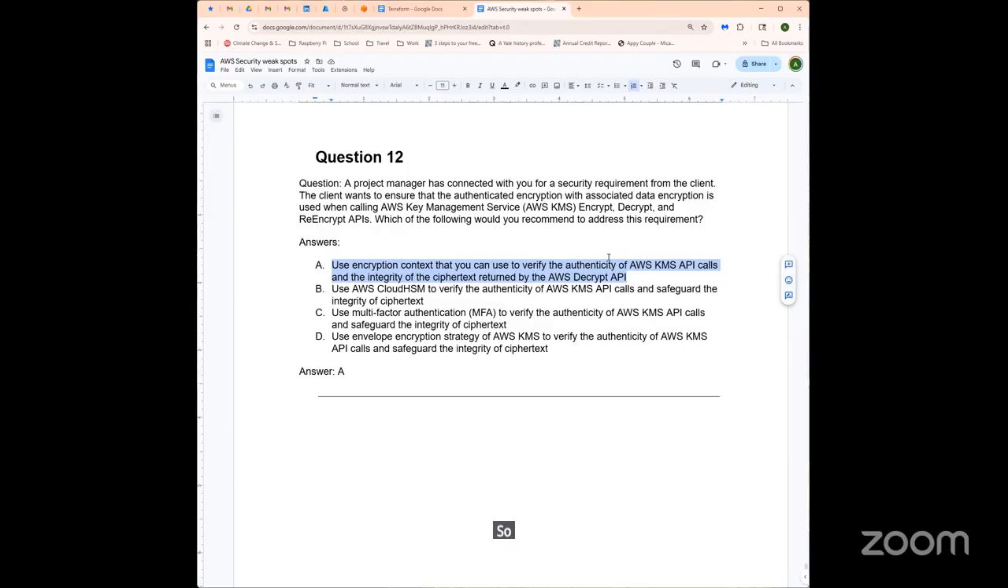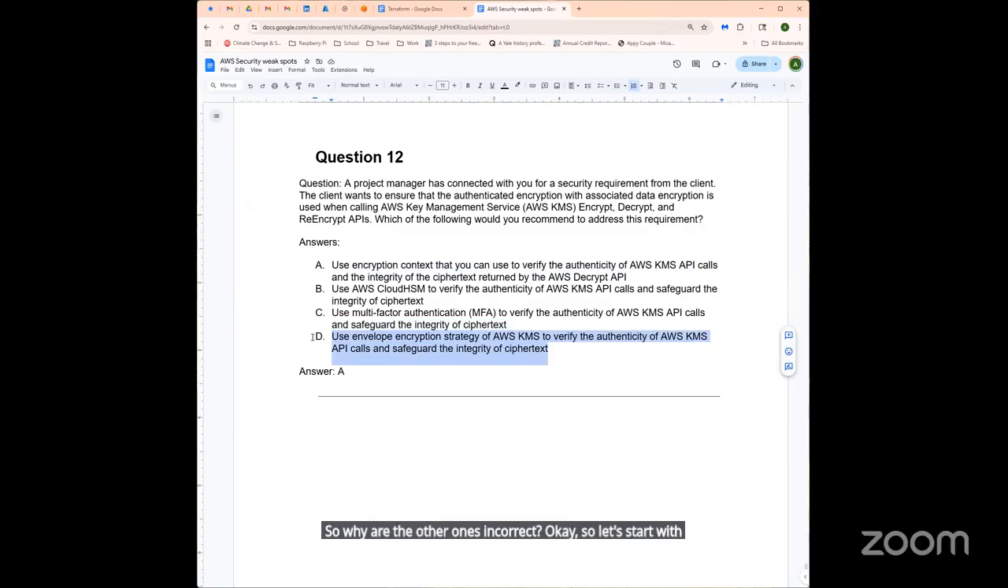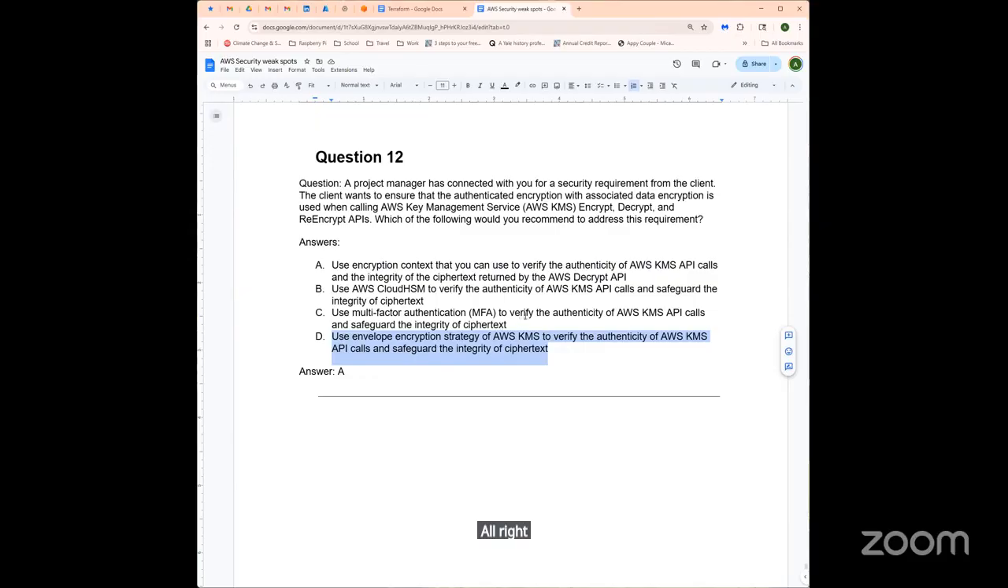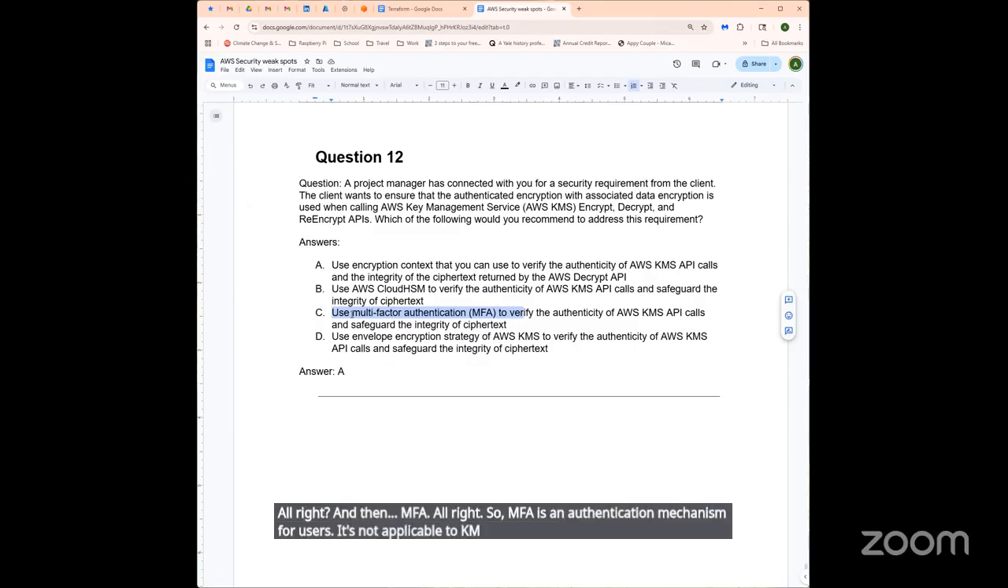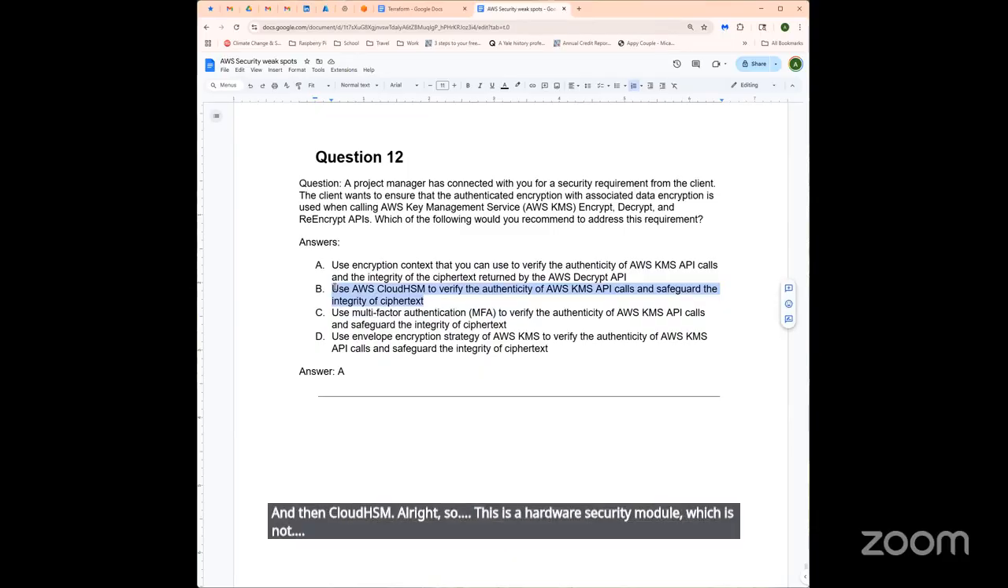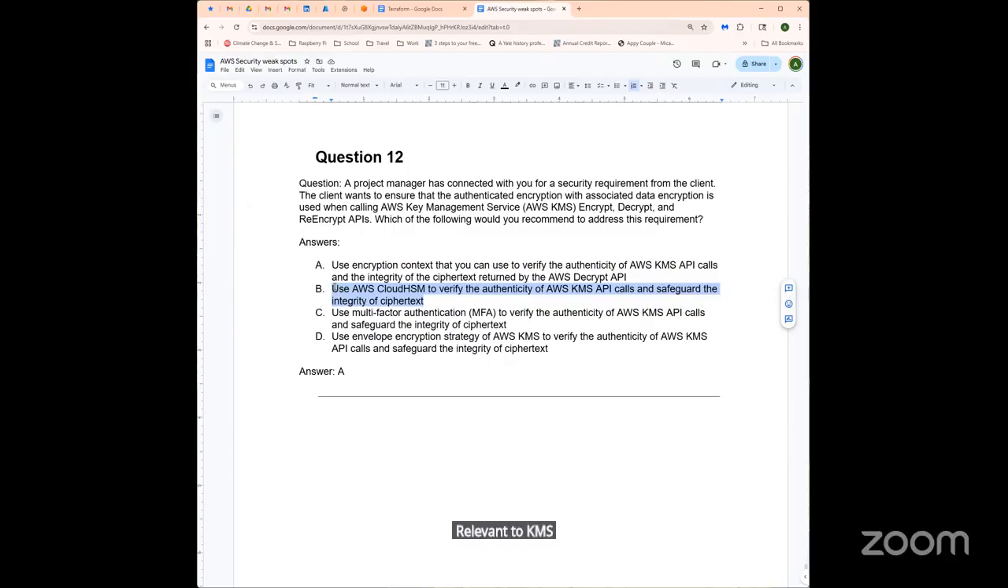So why are the other ones incorrect? Let's start with envelope encryption. Envelope encryption fails to hit the performance optimization, so this is not good for API call authentication. And then MFA. MFA is an authentication mechanism for users. It's not applicable to KMS API call validation. And then CloudHSM. This is a hardware security module, which is not relevant to KMS API authentication.